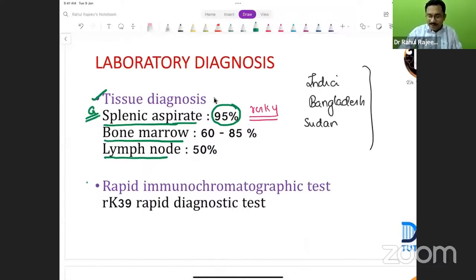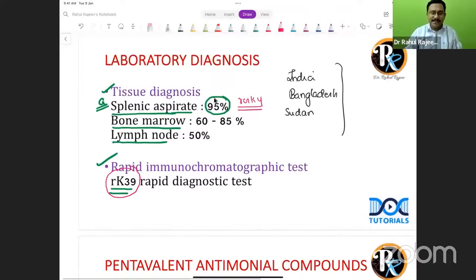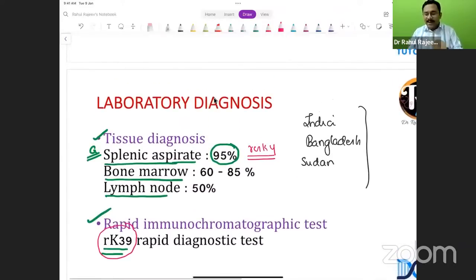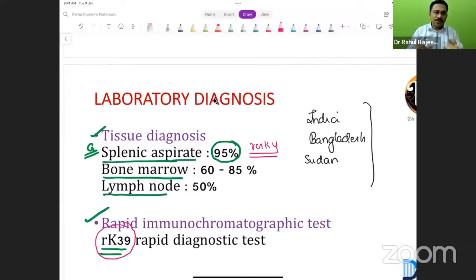Now, there is one rapid immunochromatographic test which is used in the laboratory diagnosis of leishmaniasis, which is a question asked for INICET. What is the name of the test? RK39 rapid diagnostic test. Very, very important. It's given in Harrison as well. So what is this diagnostic test? It is a test that detects antibodies against an antigen. What antigen? The name of the antigen is RK39. So that is a rapid immunochromatographic test. So these are the laboratory diagnoses. So that is also clear.